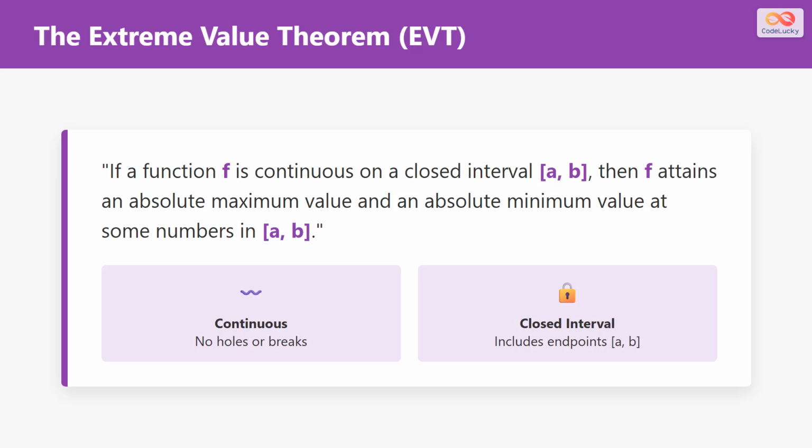The Extreme Value Theorem guarantees that these points exist. It states that if you have a continuous function on a closed interval from A to B, the function must have both an absolute maximum and an absolute minimum somewhere in that interval. This assurance allows us to proceed with confidence.